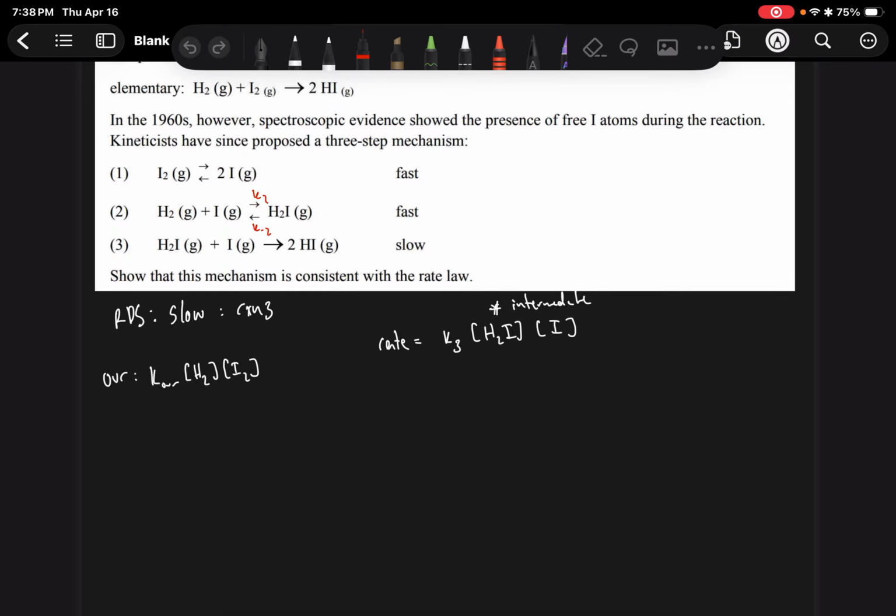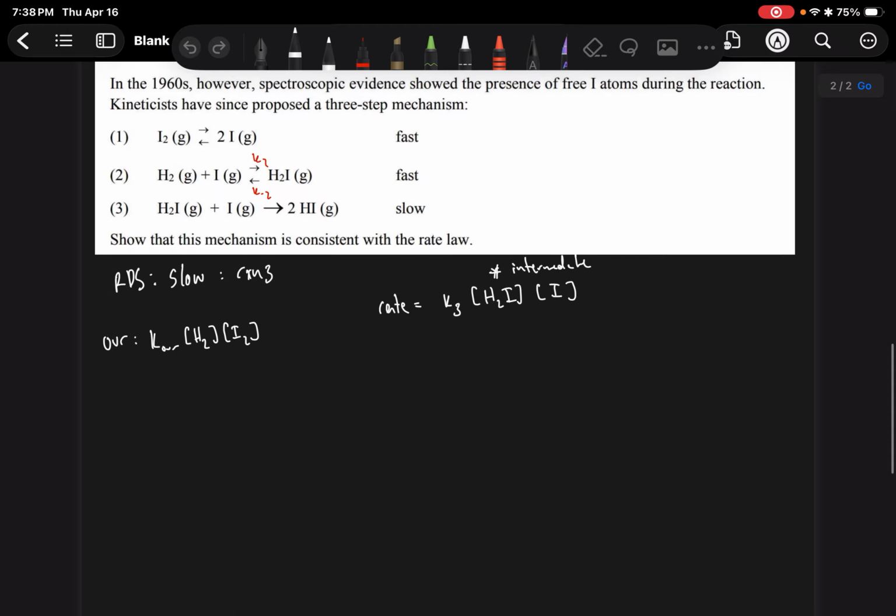The rate of a fast equilibrium, the forward and backwards will equal each other. So we could just say the rate forward is equal to rate backwards. So K2 H2 I is equal to K minus 2 H2I. So we're trying to solve for H2I. That means we just need to rearrange it so that we could put whatever is on the left side into the H2I portion, if you see what I mean.